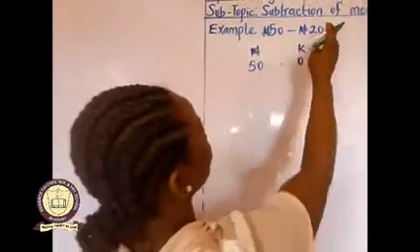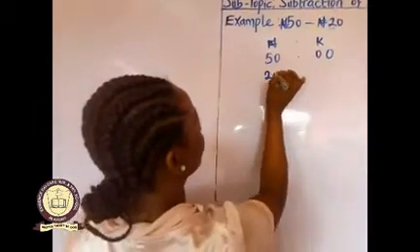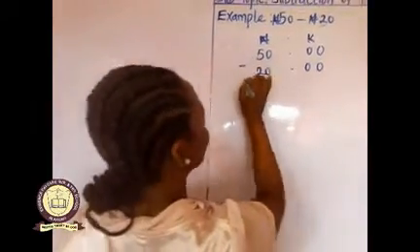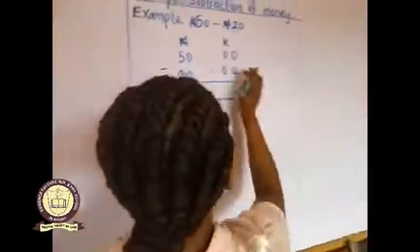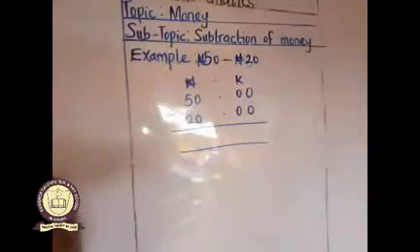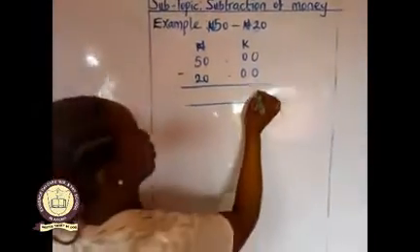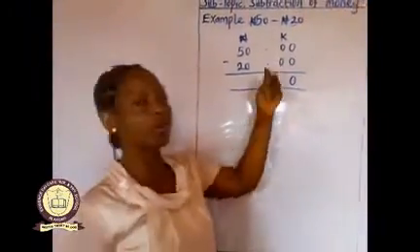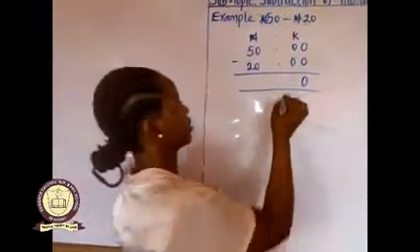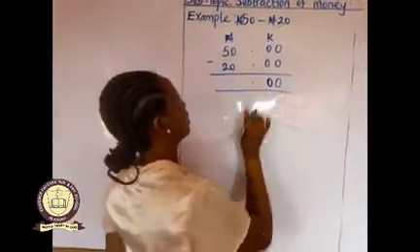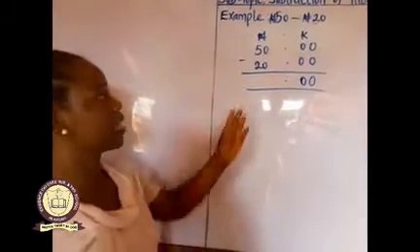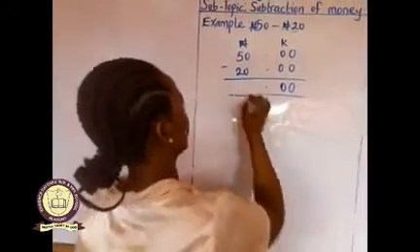And you spend how much? 20 naira. We have no kobo, so you put 0 there. Minus this and tell me the answer. 0 minus 0 will give you what? 0. Now you go to your naira side. 0 minus 0 is what? 0.